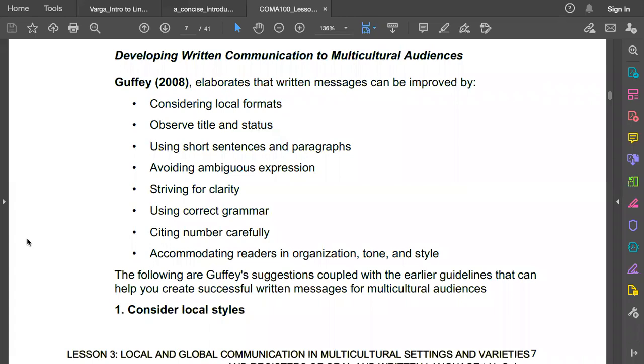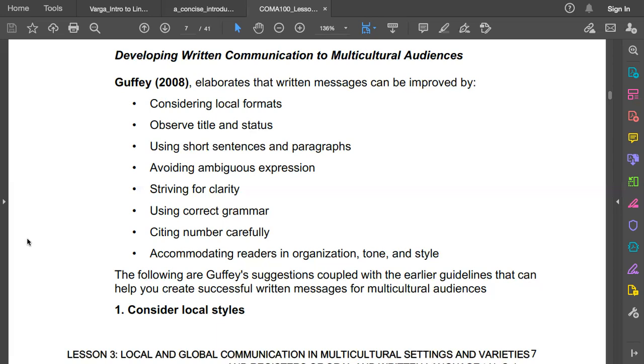So now, developing written communication for a multicultural audience. So earlier we have discussed oral communication. How do you communicate orally? Spoken. Now, how do you communicate in written form? So again, it was proposed by Guffey, 2008. He elaborates that written messages can be improved by the following.